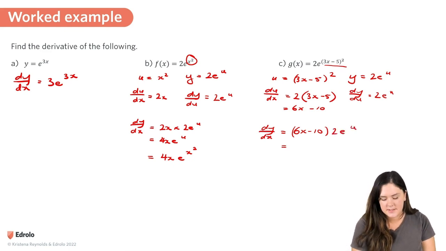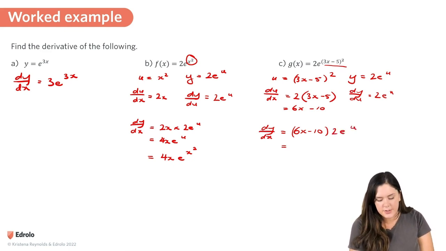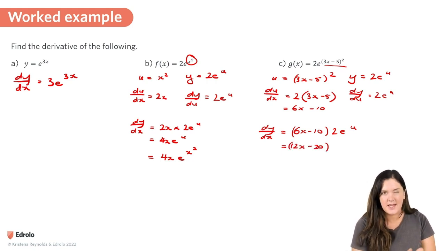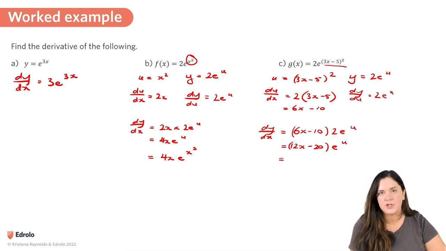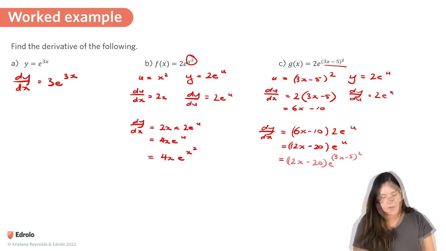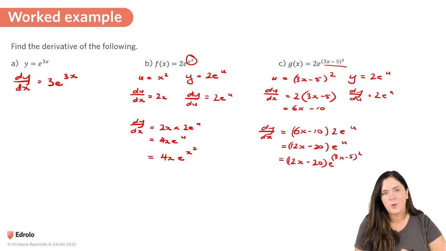So we can expand that bracket there and multiply the 2 through. So we can have 12x take away 20, and again, keeping that in brackets though, and then e to the power of u, and we're just going to rewrite u. So replace it with the 3x take away 5 all squared. So our derivative for this one is 12x take away 20, e to the power of 3x take away 5 all squared.